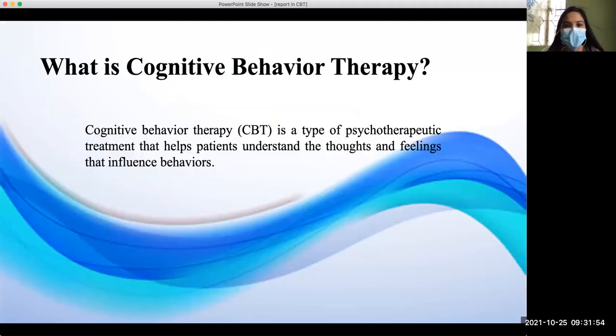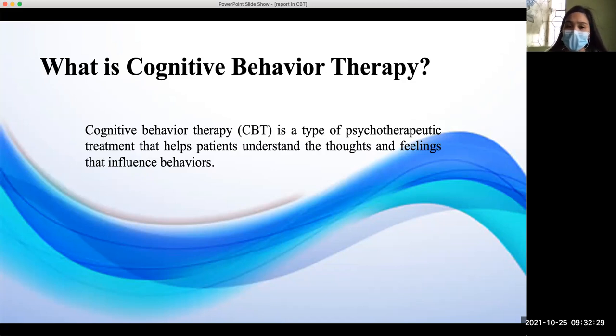So, first is what is cognitive behavior therapy? Cognitive behavior therapy or CBT is a type of psychotherapeutic treatment that helps patients understand the thoughts and feelings that influence behaviors. Meaning, CBT is generally short term and focuses on helping clients to deal with a very specific problem. CBT is commonly used to treat a wide range of disorders, including phobias, addiction, depression, and anxiety.